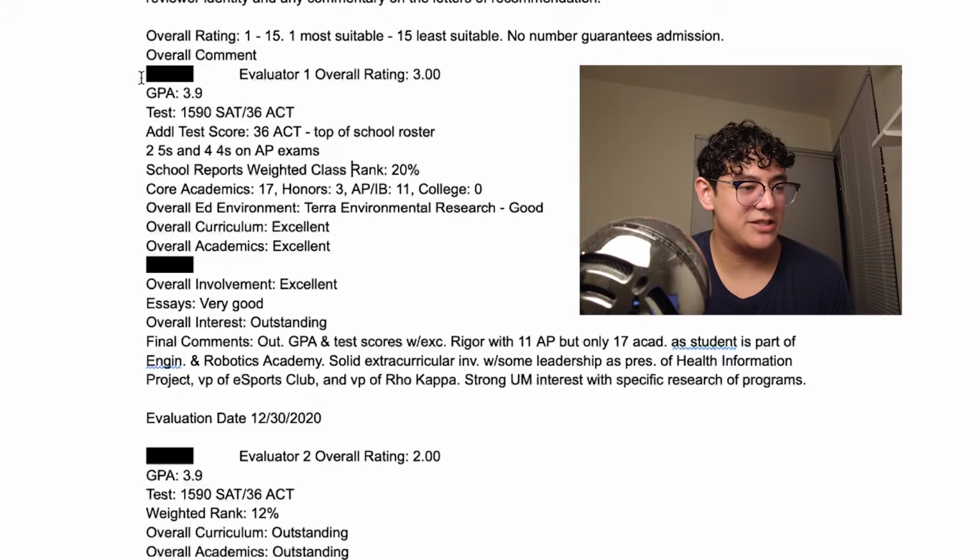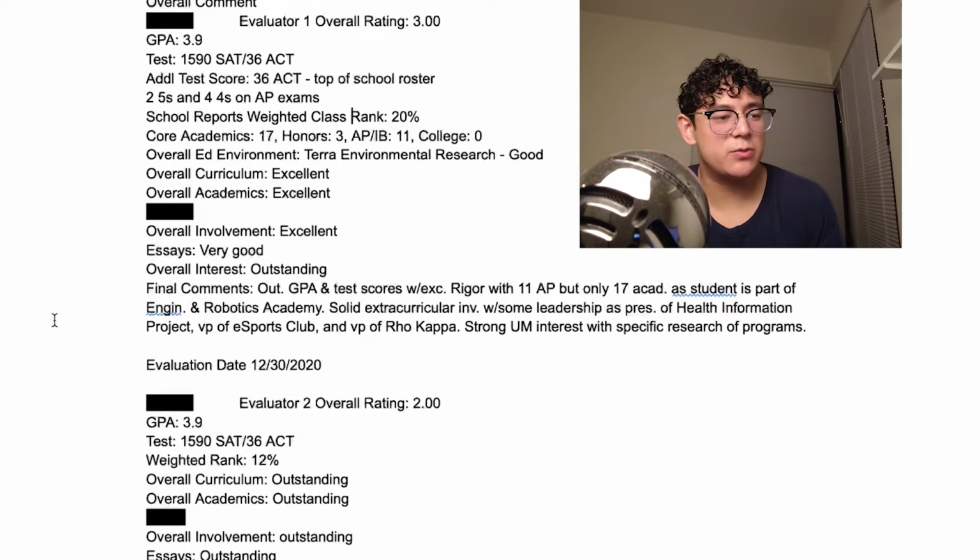Here they just run through some of my stats. So the overall educational environment, which in my high school was good. My overall curriculum was excellent, overall academics excellent, overall involvement excellent, and my essays were very good. And my overall interest was outstanding, which means I put a lot of interest. It was very obvious that I was interested in Michigan. I researched it really well when I wrote my application. And I think that's really important for schools.